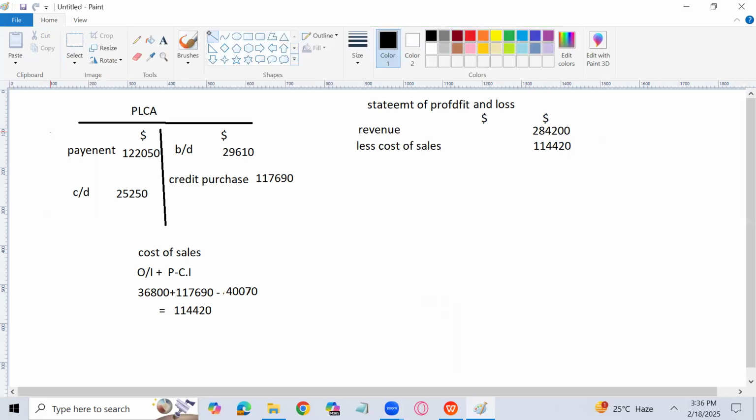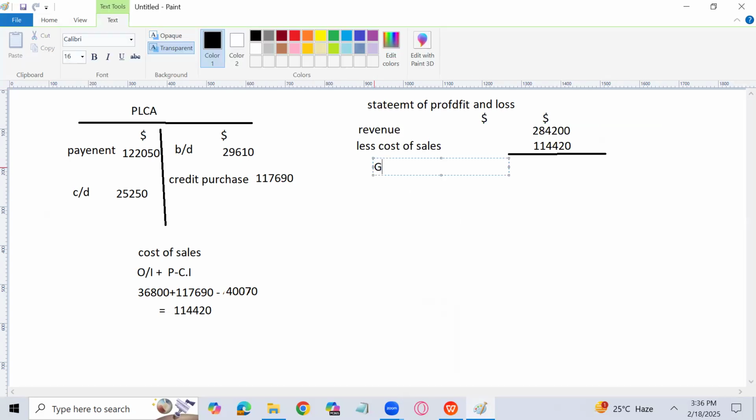I will subtract cost of sales from sales, and I will find the gross profit. What is the amount? You will write the full labeling, not only the word GP. 169780. Now I will subtract less operating expenses.